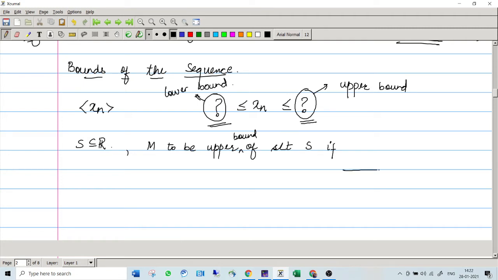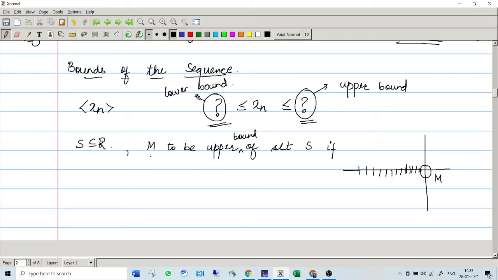See, if you have an element of S somewhere here, then an upper bound means that M acts as an upper bound to all the elements of S. It means none of your elements from S are crossing this number, which we have called M. So none of the elements are able to cross the number M. So M acts as an upper bound.